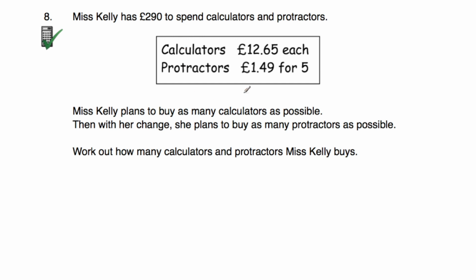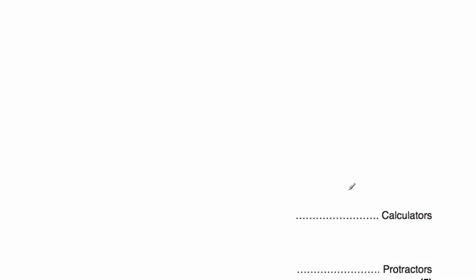So first of all, she buys as many calculators as possible. So let's take the £290 and divide that by £12.65 and see how many calculators Miss Kelly can buy. £290 divided by £12.65 is equal to 22.9249 and so on. So that means she can buy 22 calculators and she hasn't got enough money for the 23rd one. So let's write that down. She can buy 22 calculators.